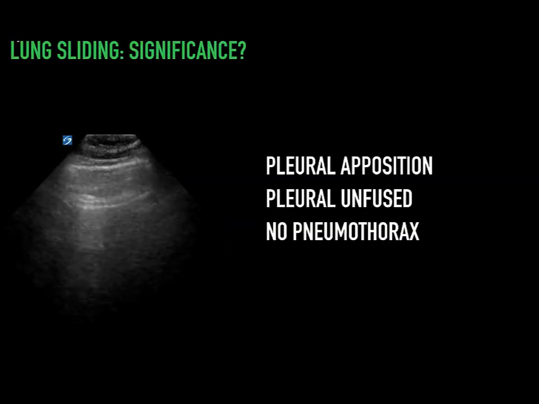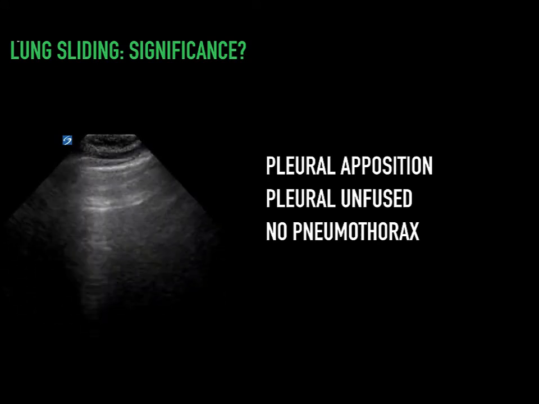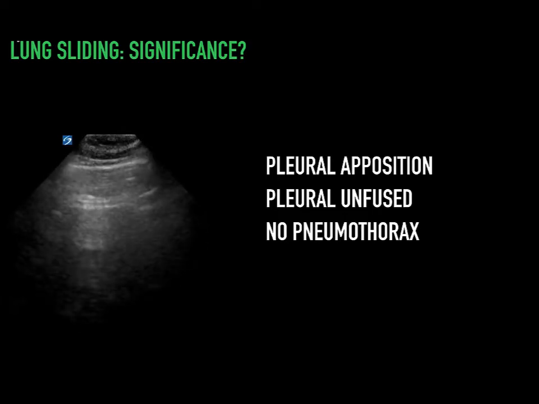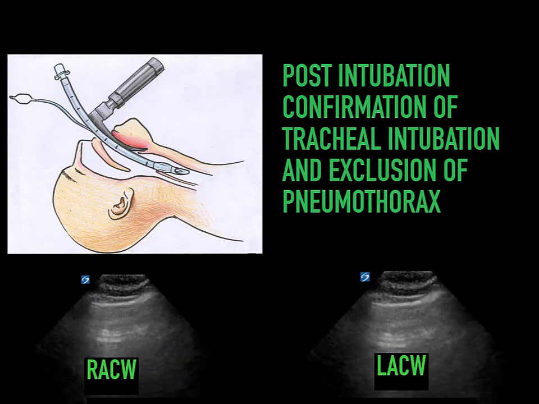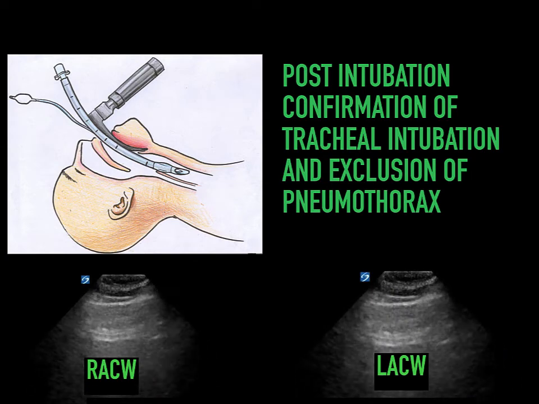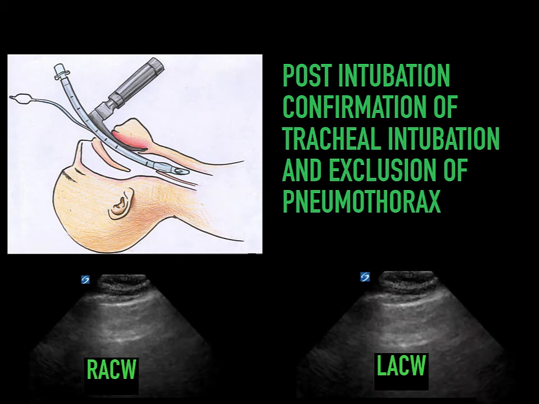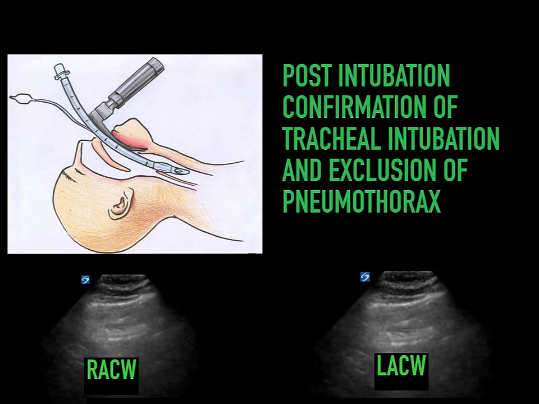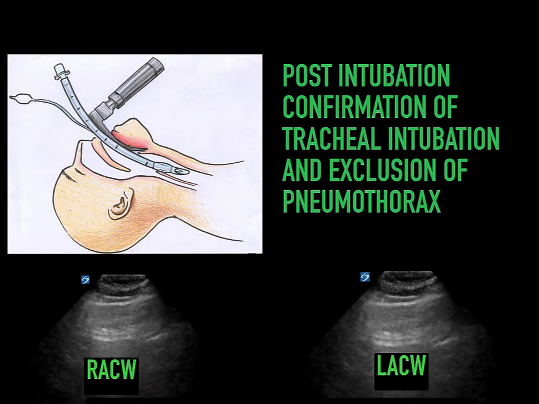When there is sliding, it means that there's complete pleural apposition. The pleura is unfused, and there could be no pneumothorax at that site. We can use this finding before and after procedures, including intubation, to confirm equal lung insufflation. As if you intubate the right mainstem, you will see the left lung stop sliding. And that's because with the cuff up on the right mainstem, the left lung will begin to collapse.